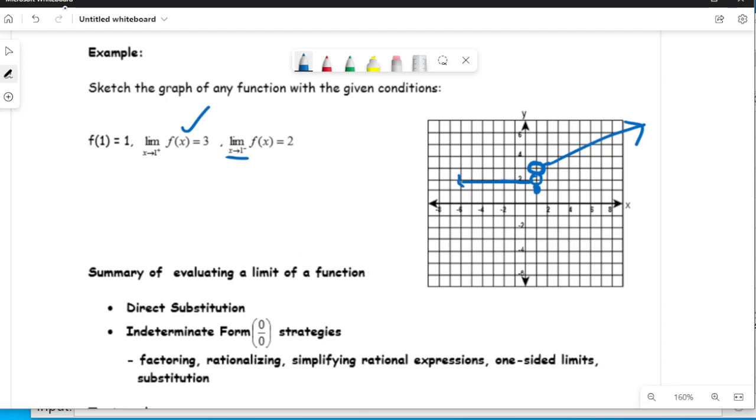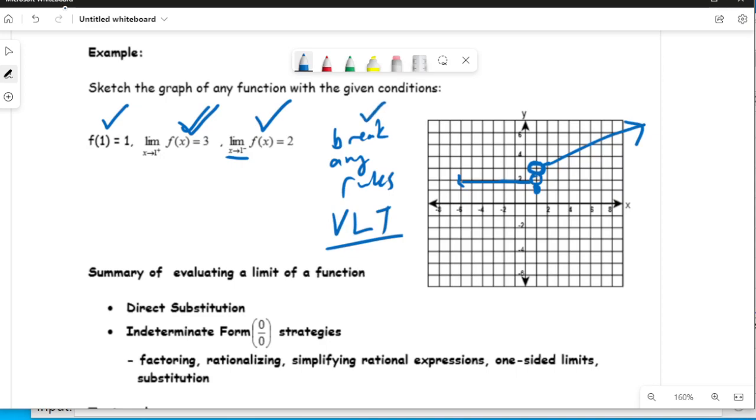Now, when you're done one of these questions, how do I mark them? Does your graph do this? Yes. Does your graph do this? Yes. Does your graph do this? Yes. Does your graph break any rules? For example, a common rule that gets broken is the vertical line test. Does my graph break the vertical line test? No. So if you drew this, you'd get 2 out of 2 on this question because everything there is perfect. All 3 facts are true and no rules have been broken.